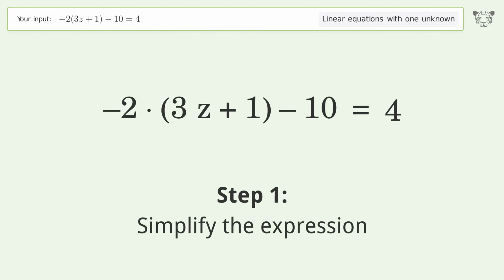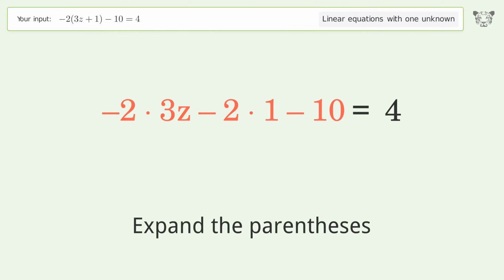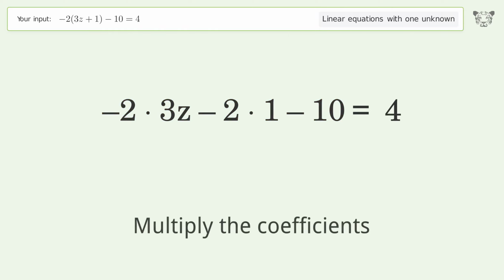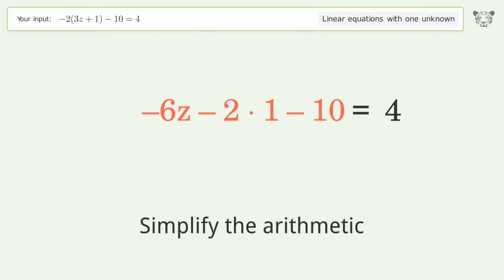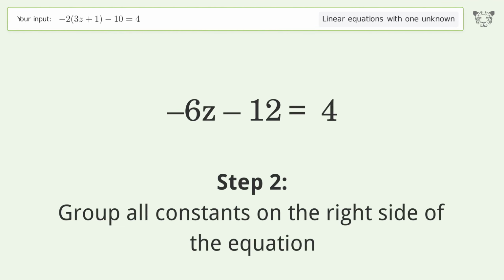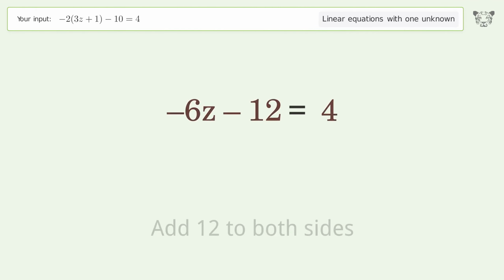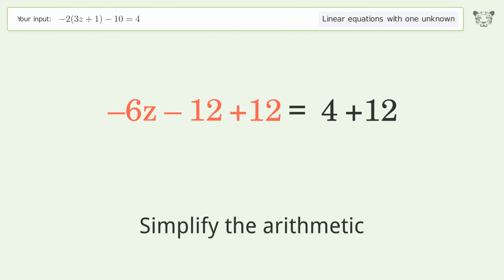Simplify the expression. Expand the parentheses. Multiply the coefficients. Simplify the arithmetic. Group all constants on the right side of the equation. Add 12 to both sides. Simplify the arithmetic.